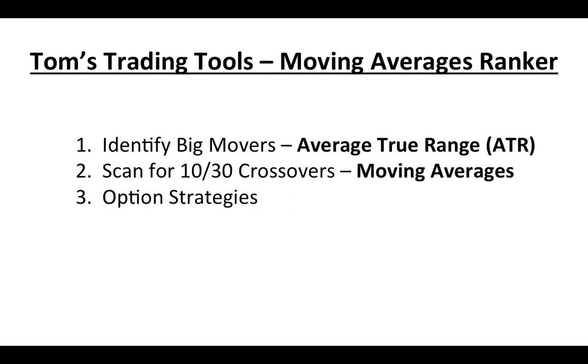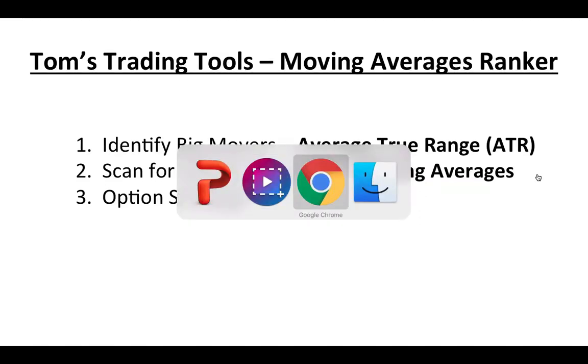All right. So in this video, I'm going to show you how to use Tom's tools to accomplish the system, and we're going to be using two tools. We're going to be using the average true range ranker to identify the biggest movers, the big boys, the ones that take big, sustained moves. We want to find those. And then we want to take those stocks that move the most into the moving average scanner, which will help us identify the 10/30 crossover. So the scanners, Tom's tools, will do all the work for us. Last step is to take a look at how we trade this with options, and I've got a slide to show you there. Let's hop into the tools and get rolling.